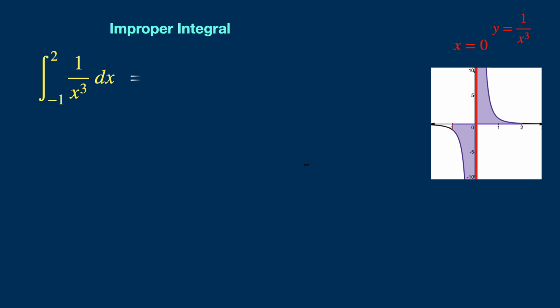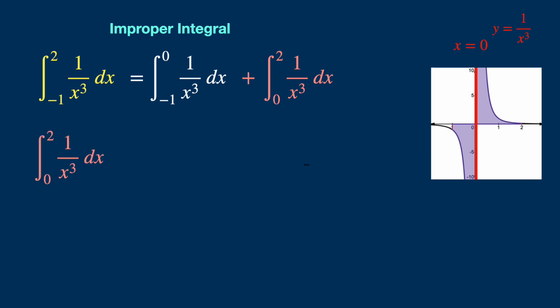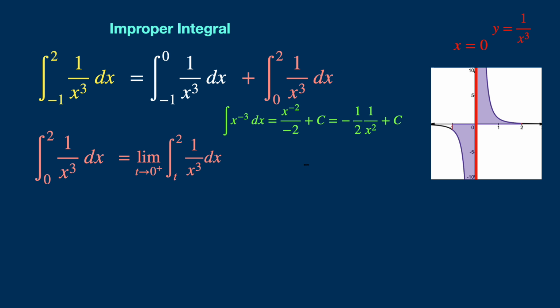So you have to separate it into -1 to 0 and another one, 0 to 2, of 1 over x cubed dx. Both of them are improper integrals. Let's try the integral from 0 to 2 of 1 over x cubed dx first. This one is going to be the limit as t approaches 0 positive of the integral from t to 2 of 1 over x cubed dx. We have to find the antiderivative first. That's the integral of x to the negative 3 dx. That's going to be -1 over 2 times 1 over x squared.